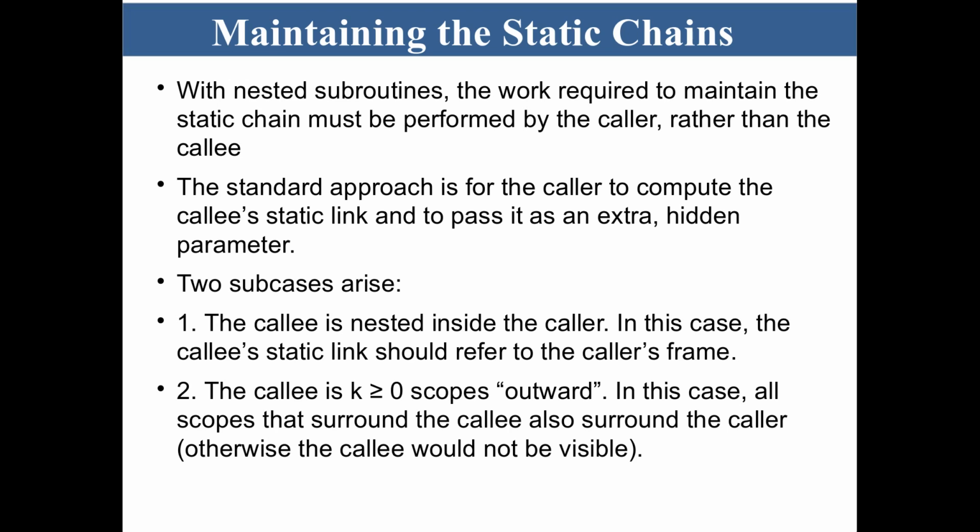The second case is that the callee is k greater than 0 scopes outward, that is, that much closer to the outer level of the lexical nesting. In this case, all scopes that surround the callee also surround the caller, otherwise the callee will not be visible to the caller. So the caller dereferences its own static link k times and then passes the result as the callee static link.